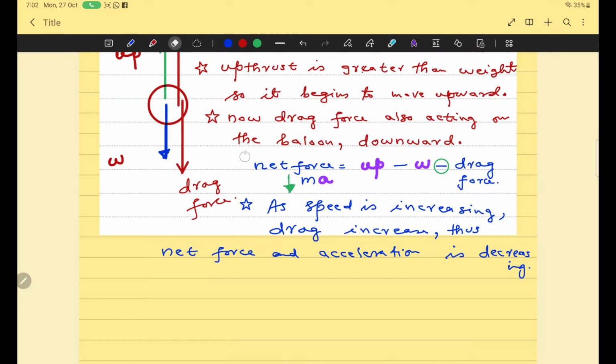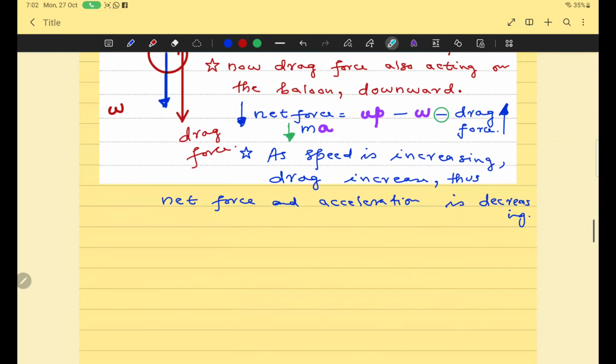And now I am writing the final sentence. This drag force keeps on increasing. The net force keeps on decreasing. And after a certain time, the net force becomes zero. So net force is decreasing, so this net force eventually becomes zero.